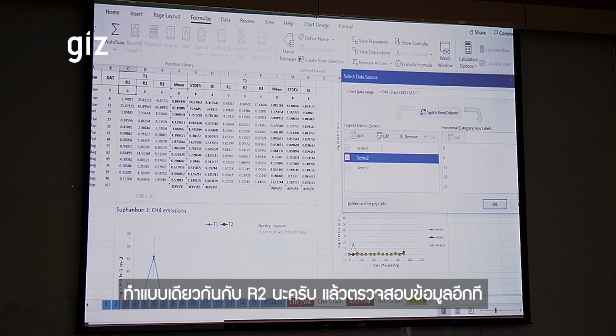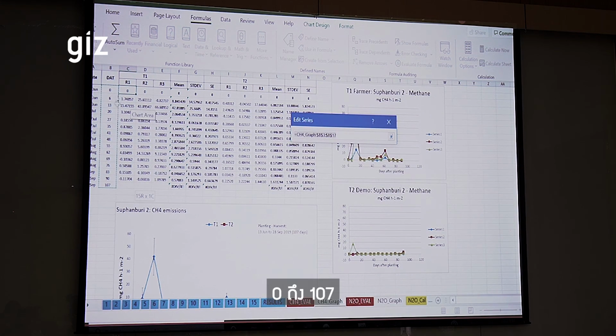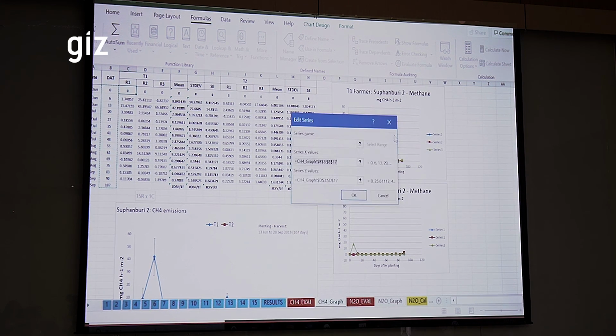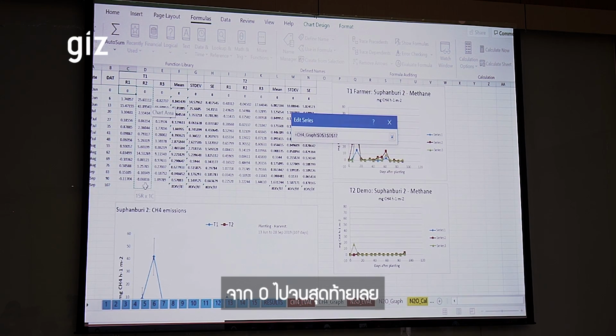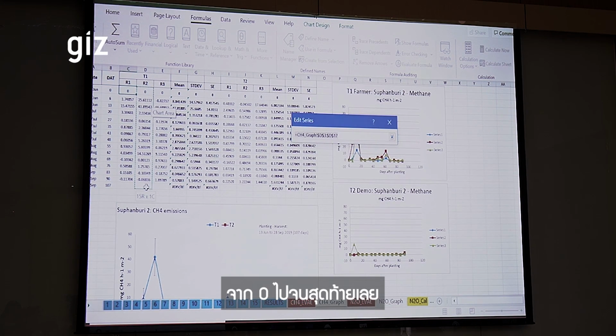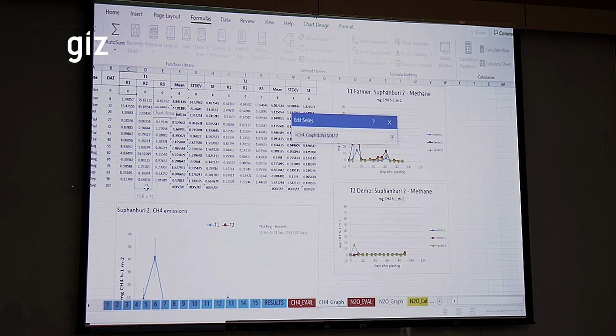And make sure this is also the same in the second replicate. We check again. Okay, 0 to 107, and this is also correct. From 0 to, at the end actually it's 0 emission. At harvesting date, we have no emission. Okay.